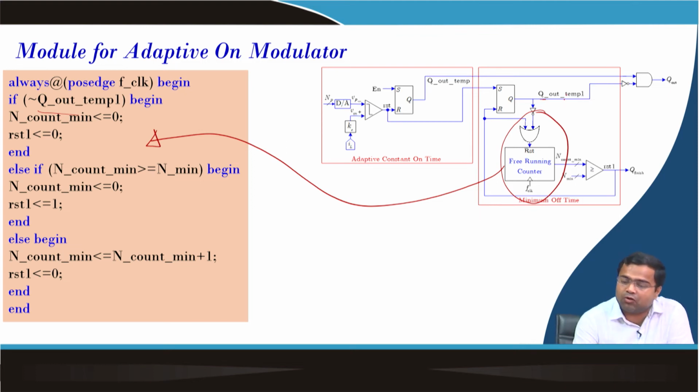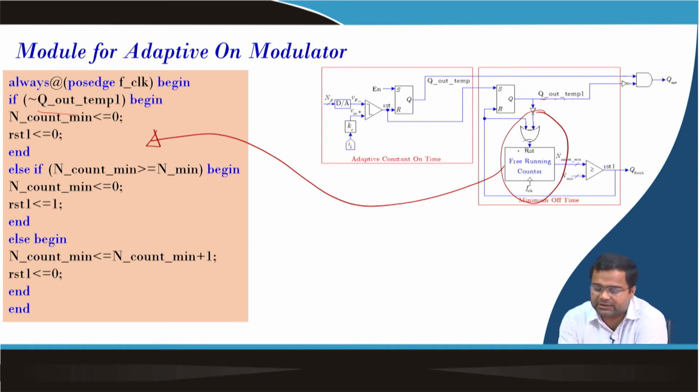If it is low, then the counter... So, if this is high, then this will be low, the reset will be deactivated. If this is high, the reset will be deactivated, because it is an active high reset signal. So, if it is 1, then this will be 0. So, reset is disabled and it will start to count.